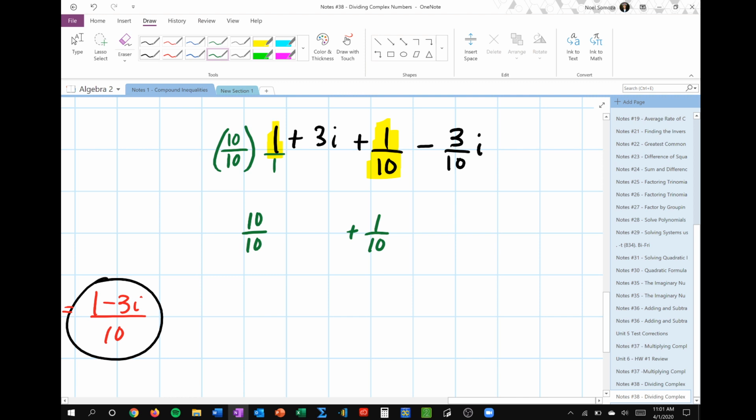Okay. Same idea with the 3i, right? In order for me to be able to add the 3i with the 3 over 10i, it needs a denominator of 10. So what do we multiply here? Multiply 10 over 10 to this fraction. Okay, so then we're going to get plus 30i over 10 minus 3 over 10i.